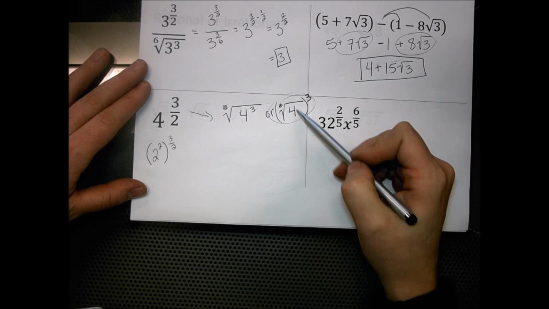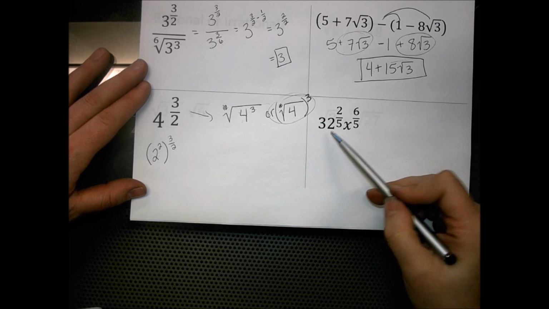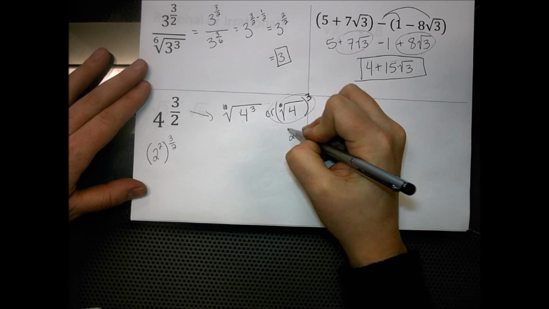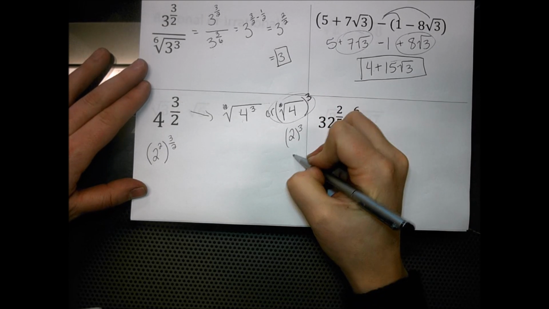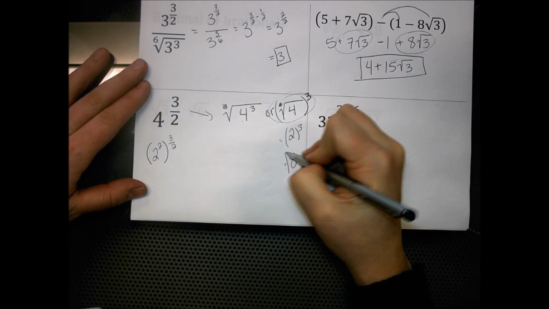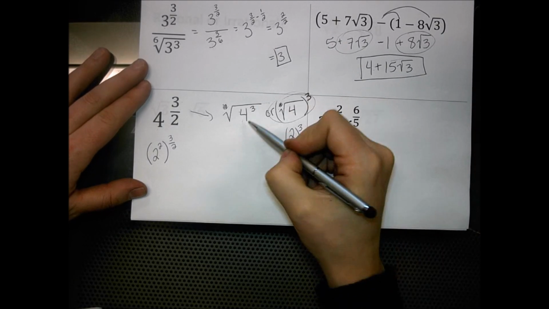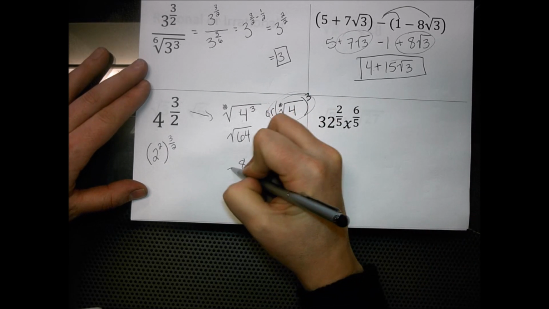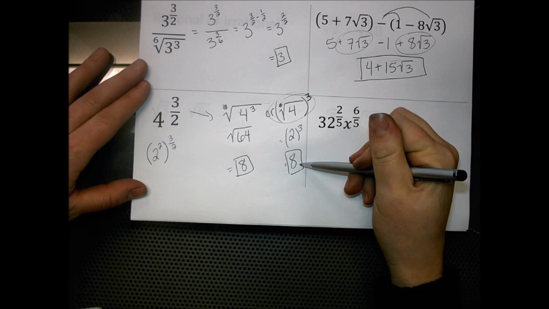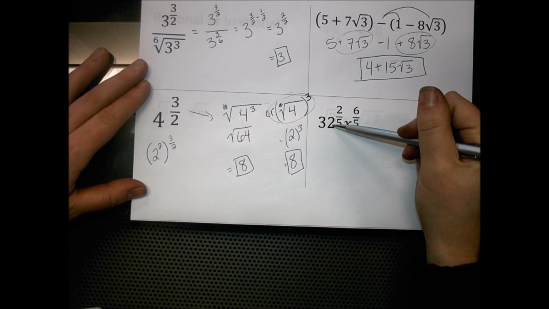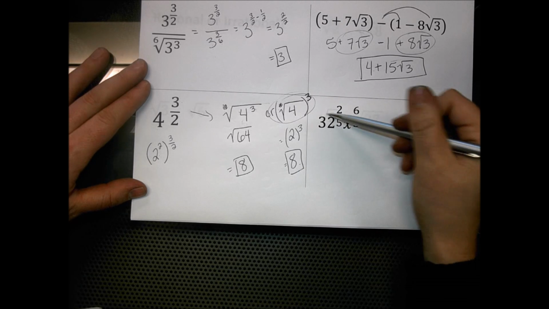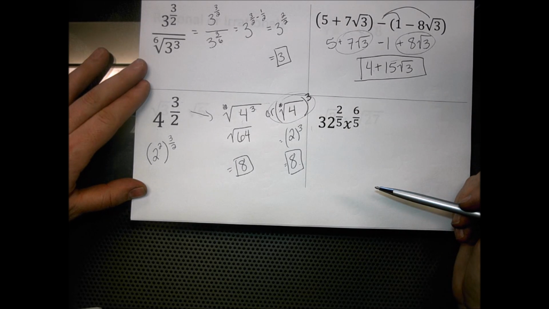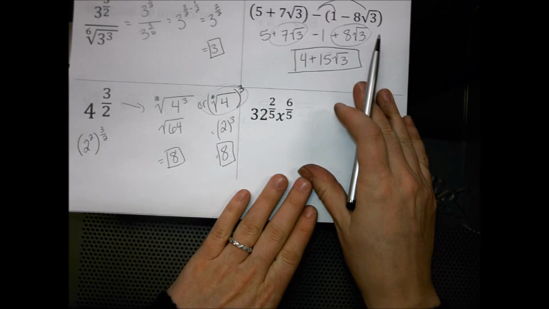Either way works, but once these numbers underneath start getting really large, like this 32, it's easier to take the square root, which is 2, and then cube it afterwards. 2 cubed is equal to 8. But you'll notice that if you do 4 cubed first, you get 64, and the square root of 64 is also 8. So either way works and you get the same answer. But when we take a look at the next problem, you're going to want to factor out that 32 first and then deal with the exponent afterward because it's such a large number. So let's take a look at that.